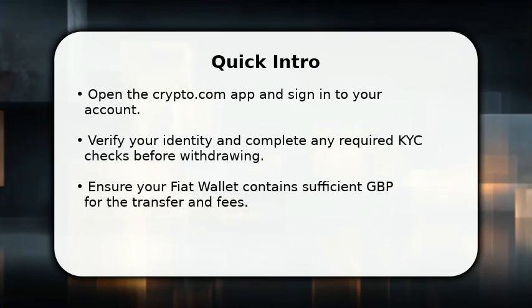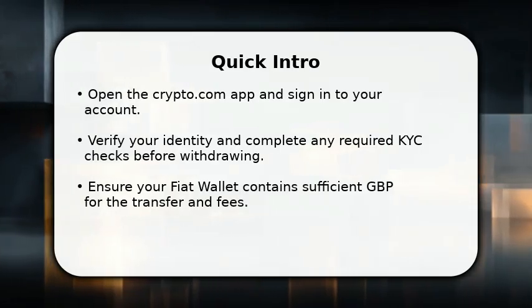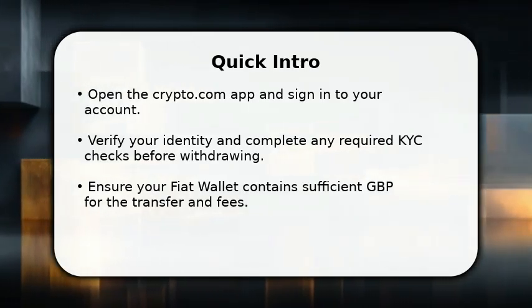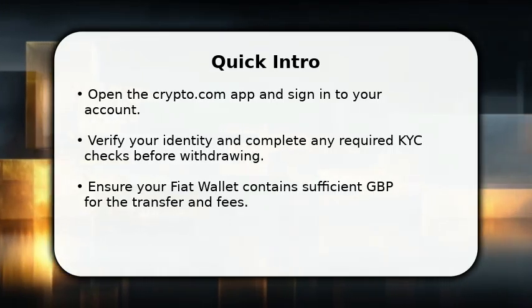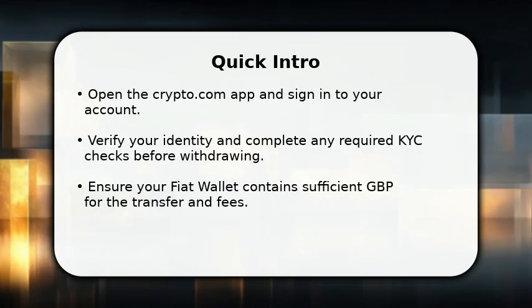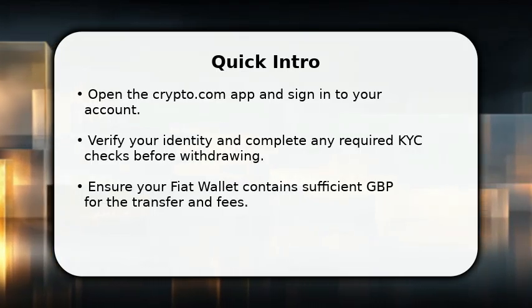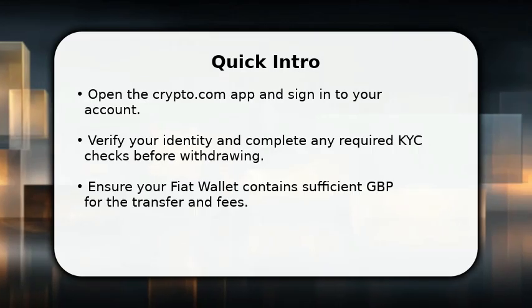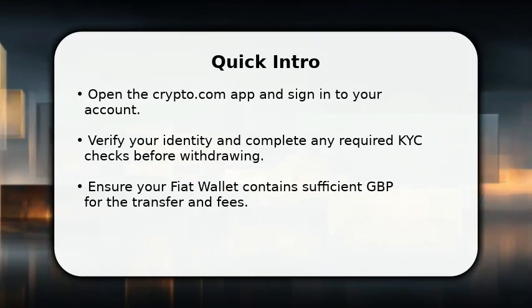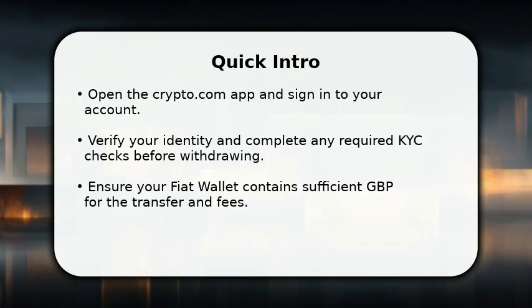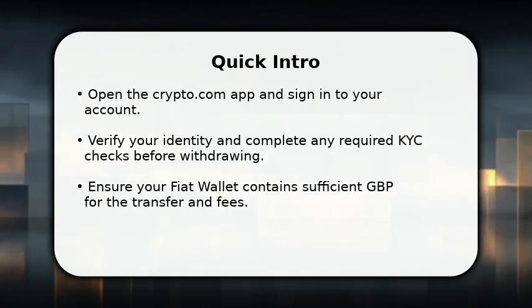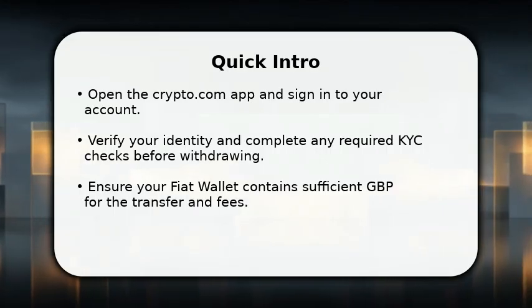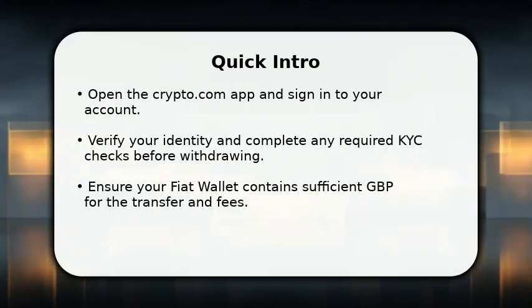In this video, I will explain how to take money out of Crypto.com UK. Full guide. Open the app, verify your identity, link your UK bank account, and access the fiat wallet to start a withdrawal. Choose GBP as the currency, select Withdraw, then pick your bank transfer method and complete 2FA. I'll show key screens, common fee points, and timing so you can confidently move funds without surprises.